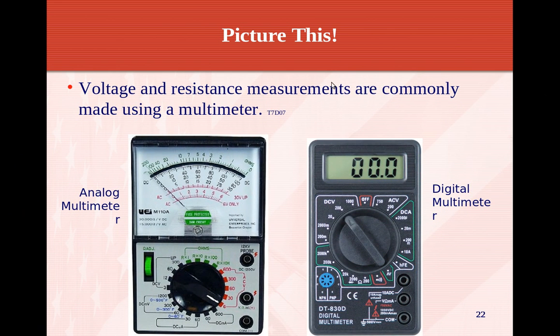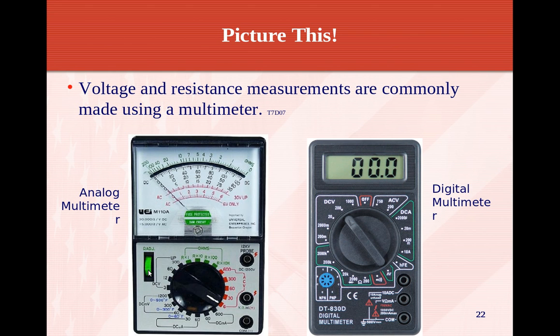Voltage and resistance measurements are commonly made using a multimeter. So a multimeter does a variety of things. It measures voltage. It's called a VOM, a volt-ohm meter, or a multimeter. So it measures volts, ohms, and current. This is an old analog one. With the old analog ones, you have to be careful with polarity because you can break the needle on the inside. If you have it hooked up backwards and the needle slams to the left, you can bend and break the needle.